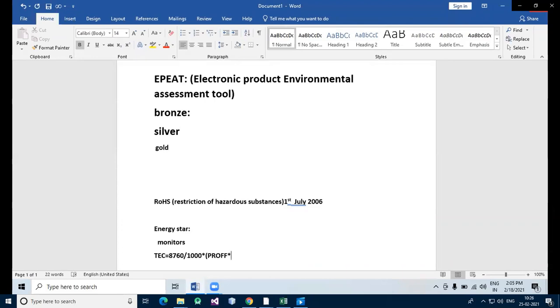An Energy Star qualified computer consumes 30-70% less electricity as compared to a computer of the same configuration. Based on the TEC, Energy Star qualified computers are categorized as follows. Suppose the TEC for desktops and integrated computers is 48, and for notebooks it is 40.